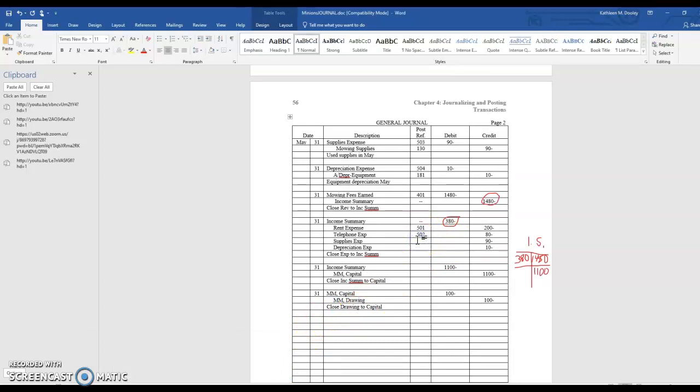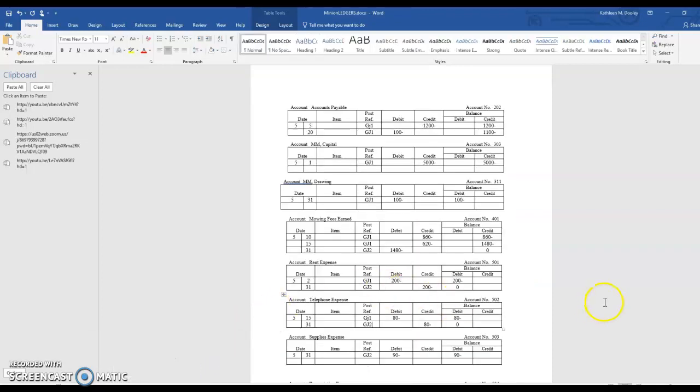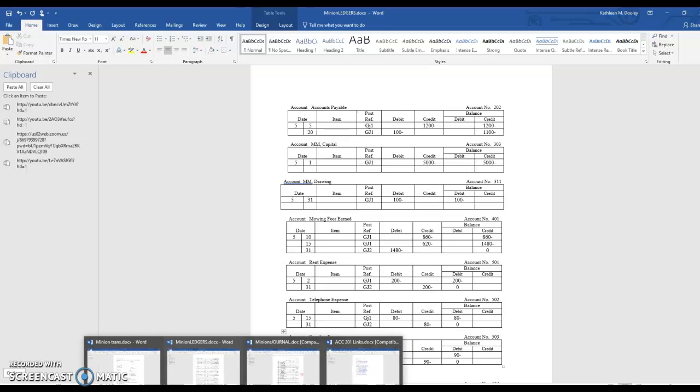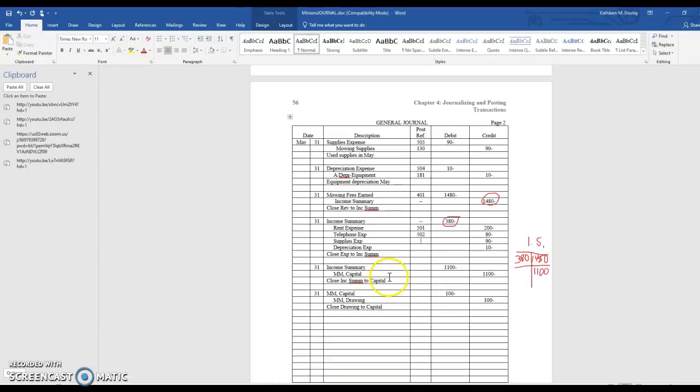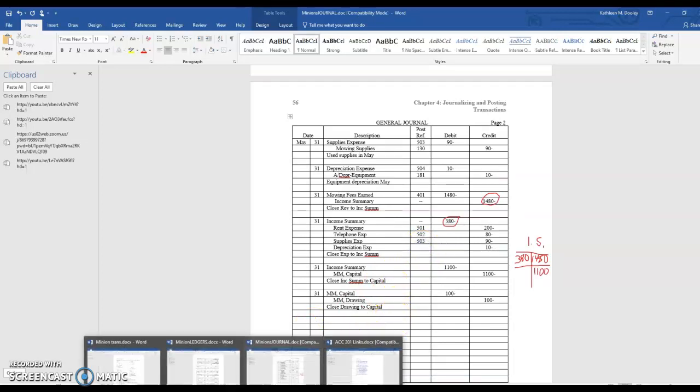Now we have supplies, credit for 90. Here we have supplies, credit for 90. Previous balance was a debit of 90. Debit and credit is subtract. 90 minus 90 is 0. And that came from GJ2. And that's account 503. Depreciation, we need to credit by 10.